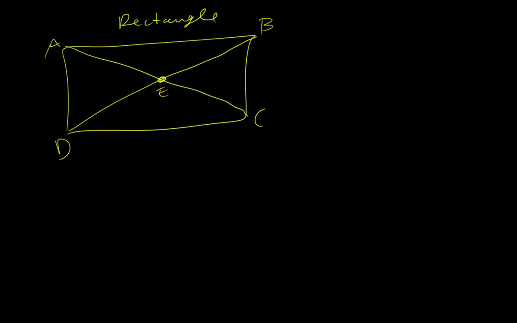Okay, the next one says the measurement of angle AEB is equal to 120. Find the measurement of angle CAB. Okay, so AEB, this is 120. And then CAB.